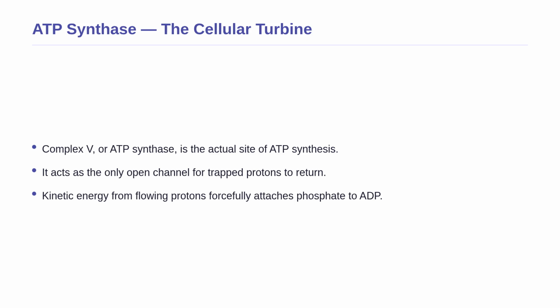With the proton gradient fully established, we finally reach the actual physical site of ATP synthesis. This is a separate, magnificent structure called Complex 5, or ATP synthase. Think of this enzyme as the brilliant molecular turbine in our dam analogy. It acts as the only open channel that allows the trapped protons to flow back into the matrix. As the protons rush through, ATP synthase physically spins. It uses that kinetic energy to forcefully attach a phosphate group to ADP, thereby creating ATP, the primary energy currency of your body.